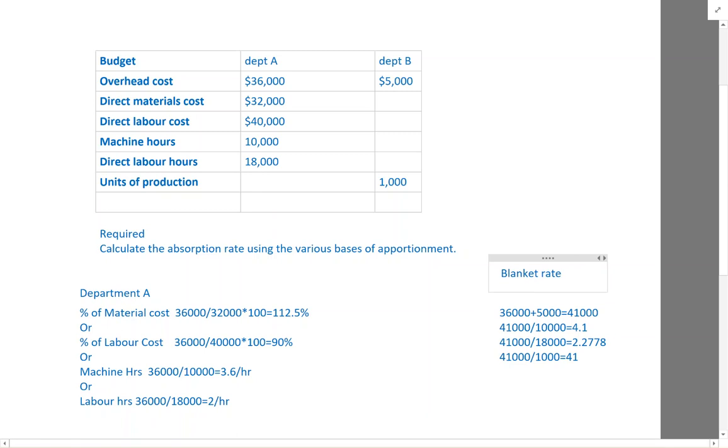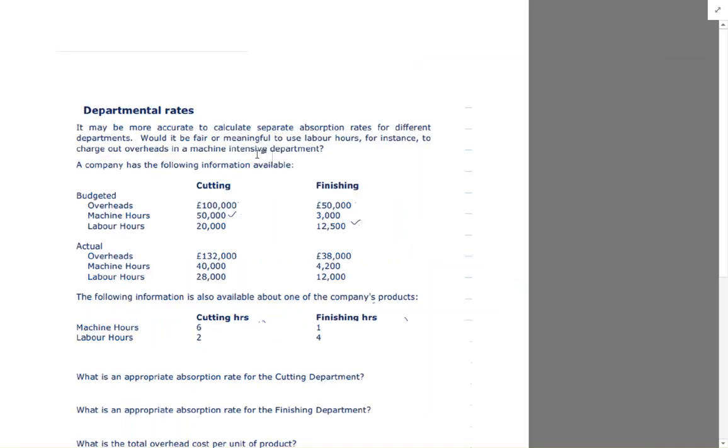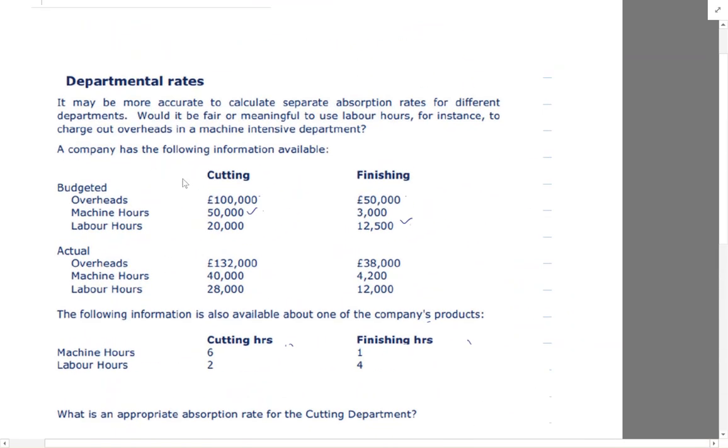Obviously, blanket rate is not a very fair basis of absorbing overheads, because in different departments we could have different costs incurred, different activity available. So it would be better to use departmental rate. So like in this question, we have two departments, cutting and finishing. We have budgeted overheads and actual overheads.